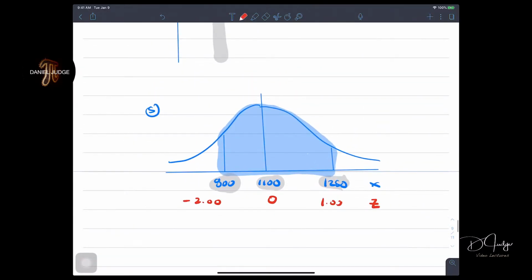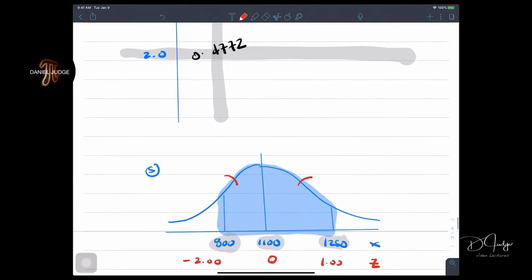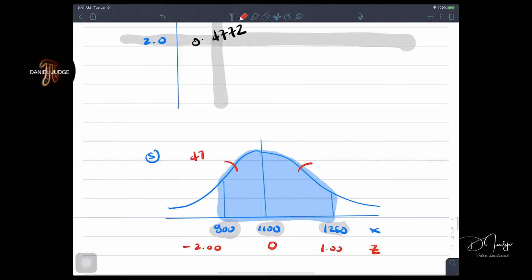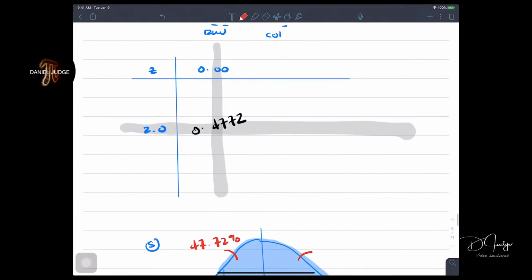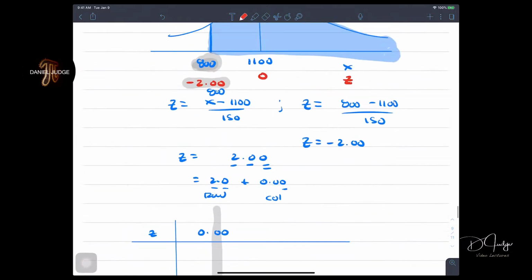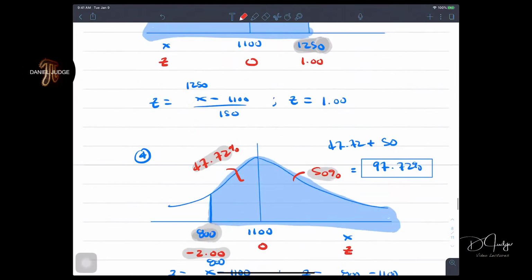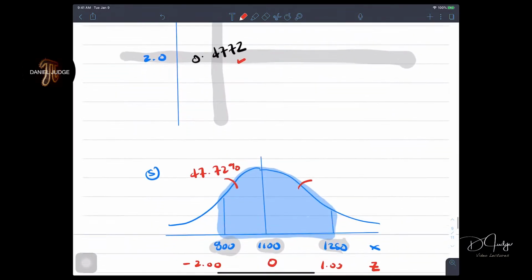Now, we used tables already for each one of these. So the prior answer for the negative 2 was 47.72%. It's still here, we can see that, right? And then for the 1250, that's right up here, 34.13%, right? So we're going to add that 34.13.